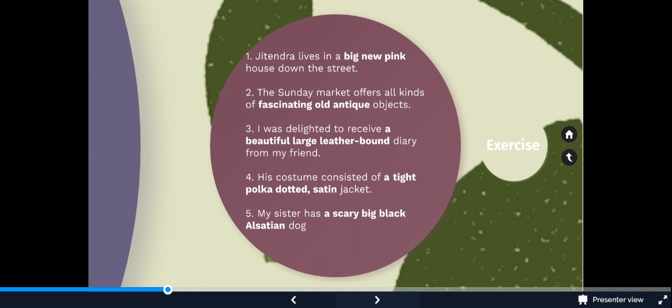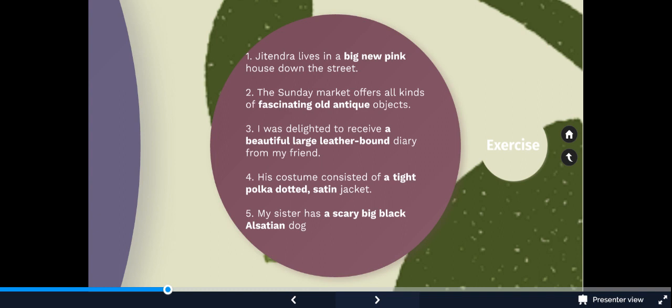I was delighted to receive a beautiful, large, leather bound diary from my friend. So, tell me what are the adjectives? Yes, the words in bold. Beautiful, large, leather bound. Beautiful is an opinion. Large shows the size of the diary. Leather bound is the material used to make the diary.